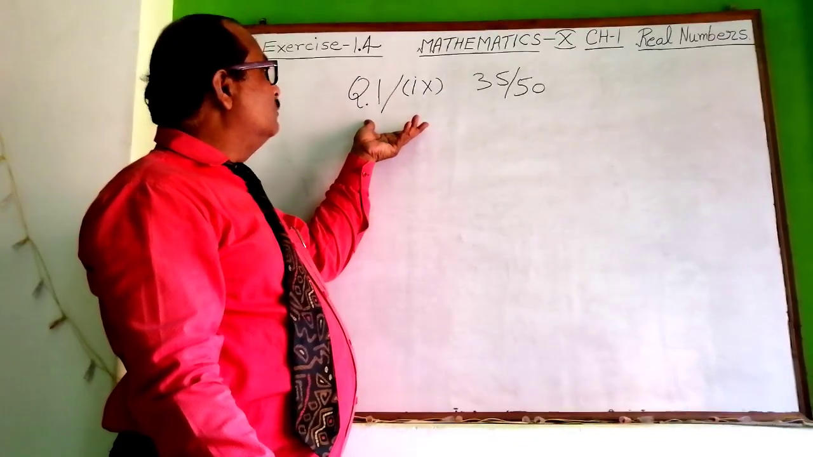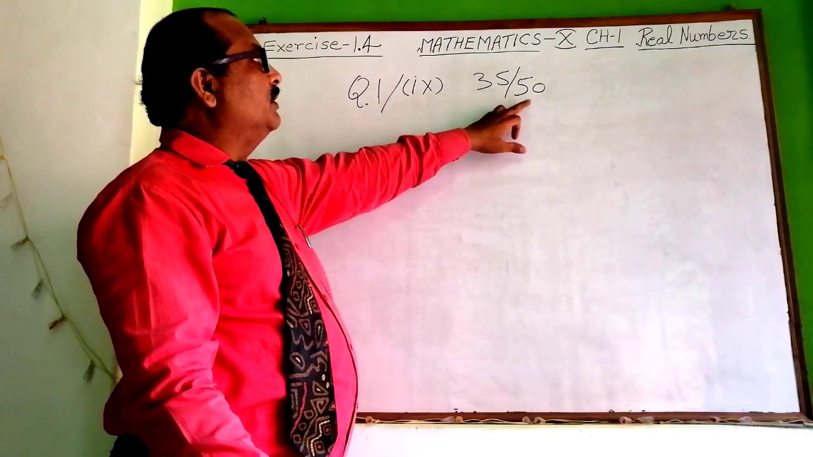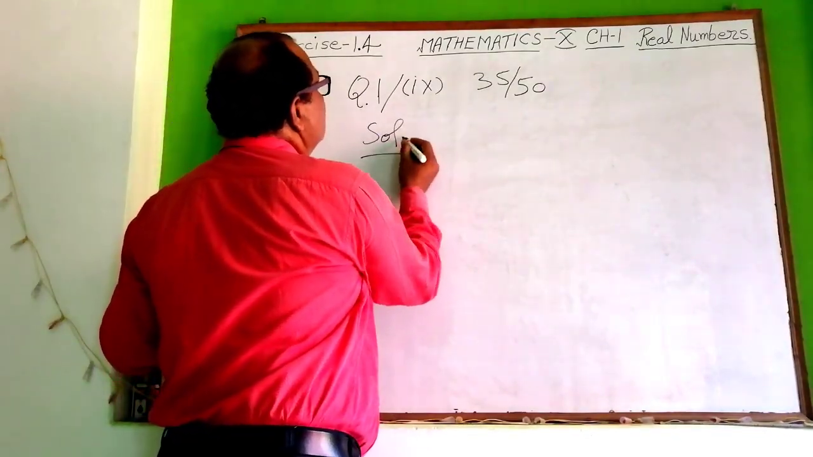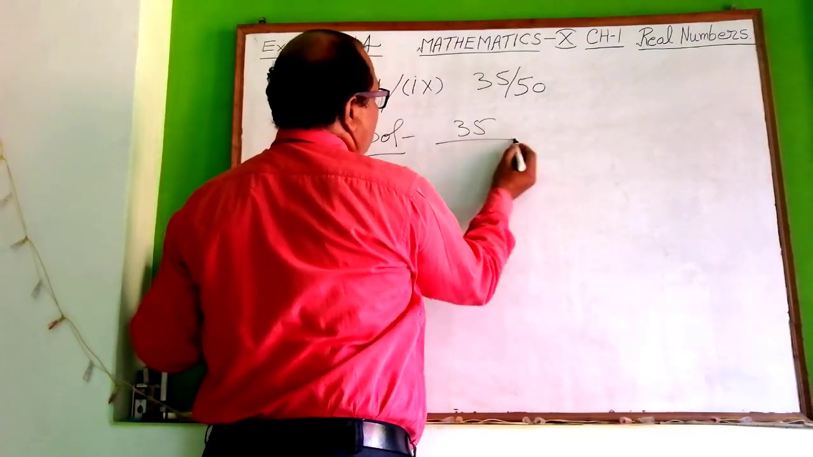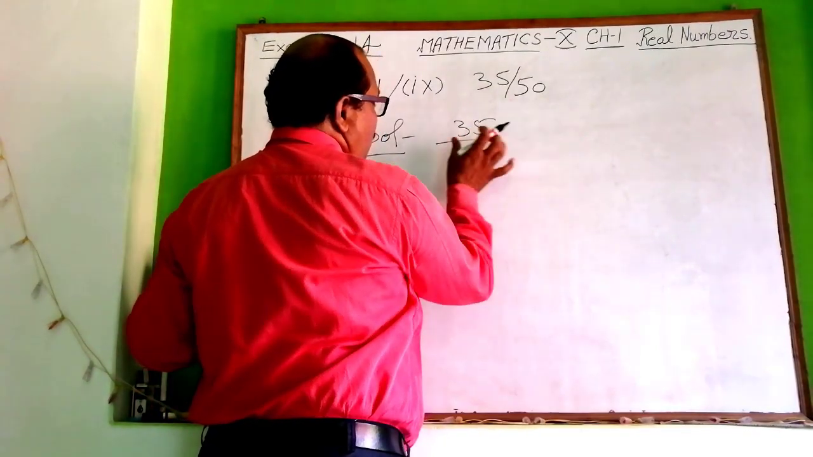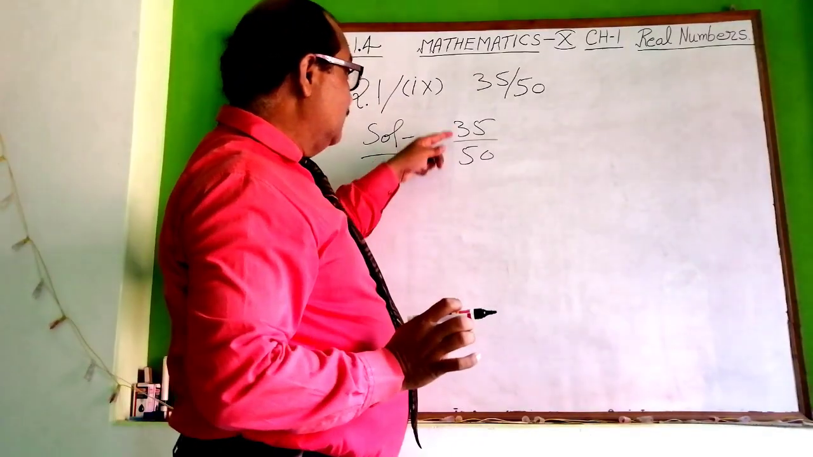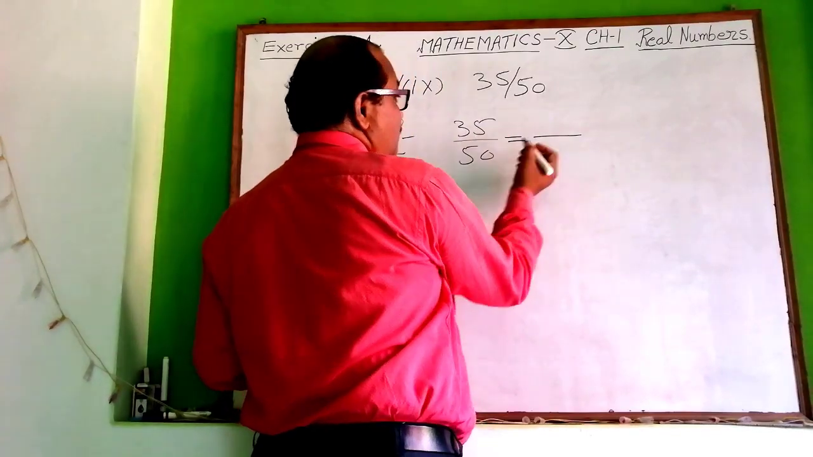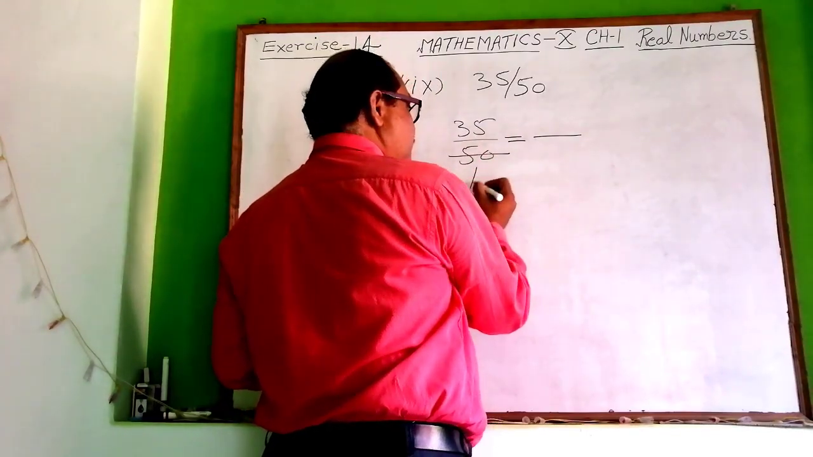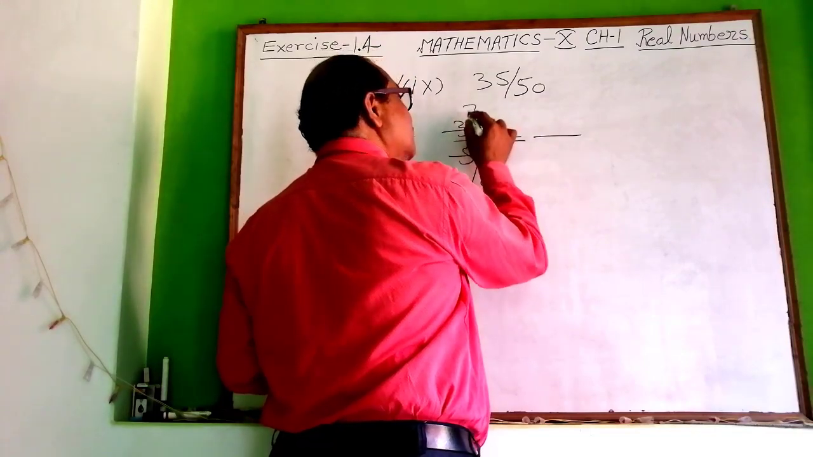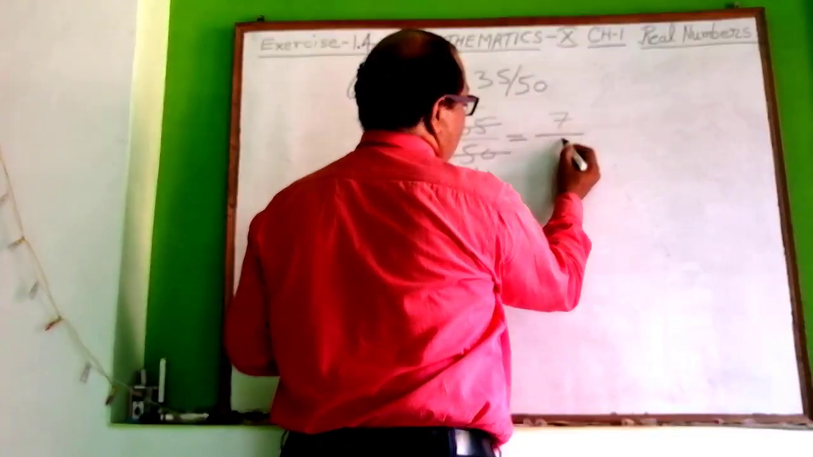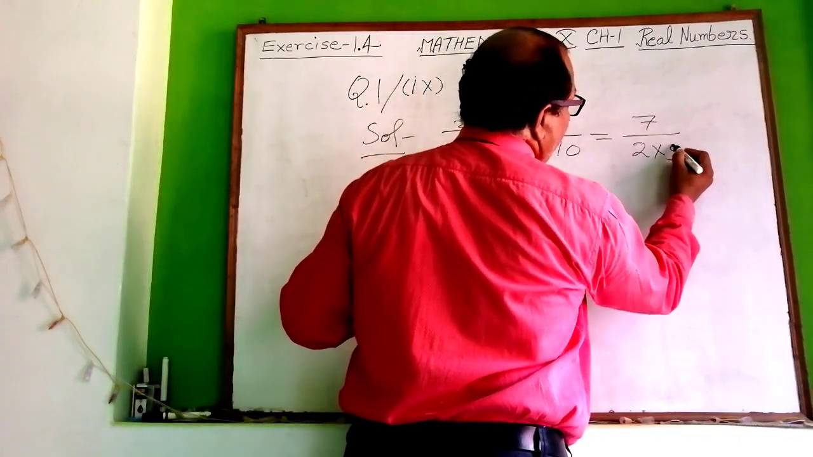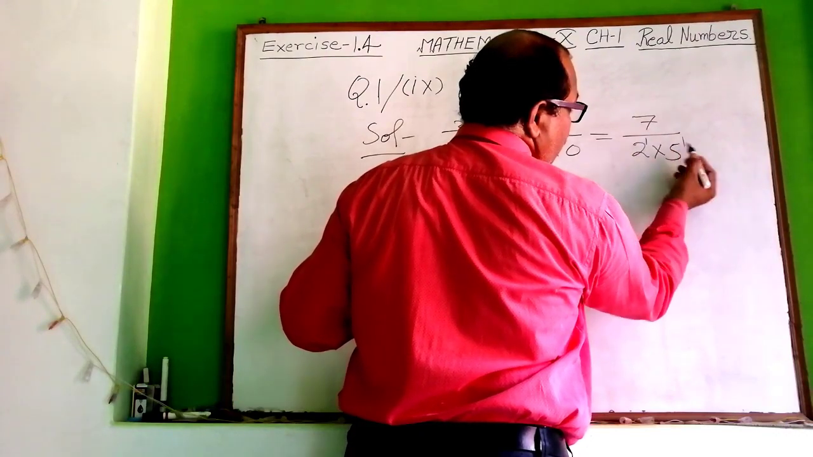See question number 1, ninth part. It is given 35 upon 50. So see its solution, what you will do in this question. 35 upon 50. First of all, your work is to write both in the co-prime form. You can see both are divisible by 5. So 5 tens are 10, 5 sevens are 35. So the number is coming 7 upon 10, and now you can write 7 upon 2 into 5. Now you can see their powers are 1, 1 each.